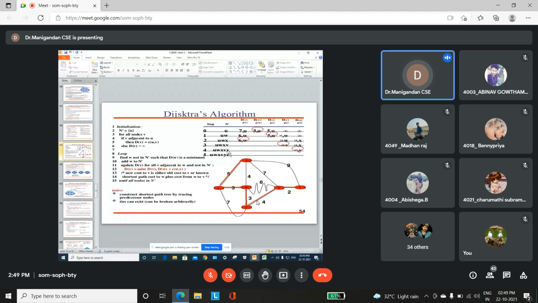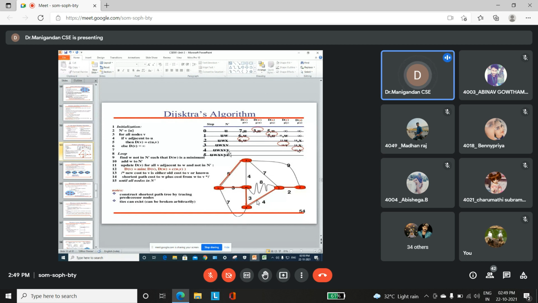For example, from u to x will be 5, and then from x to w will be 4. 5 plus 4 is 9, and then from w directly to y it goes to 8. 9 plus 8 means 17. 17 plus 2 means 19. So by using another path, the cost value will be high.